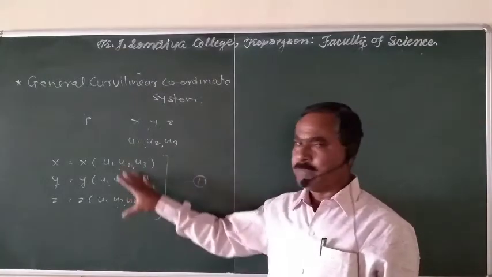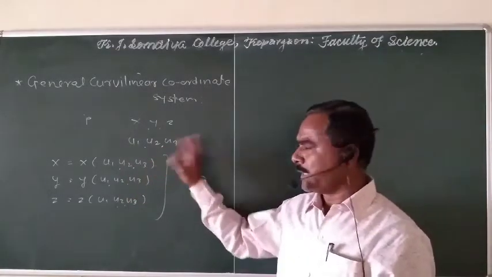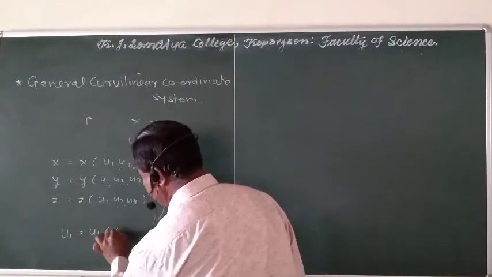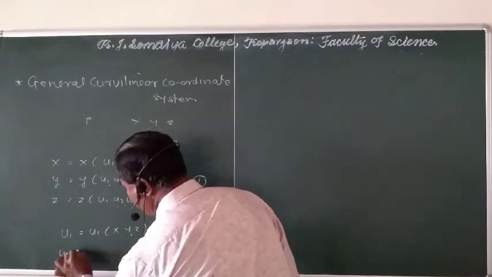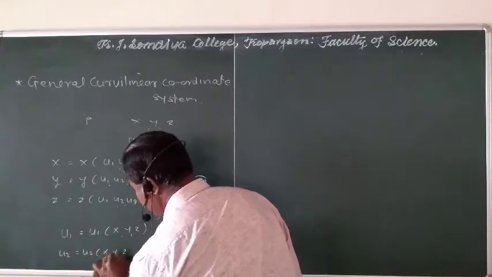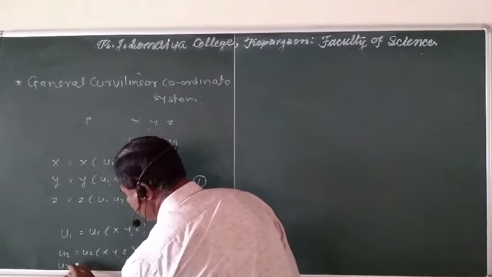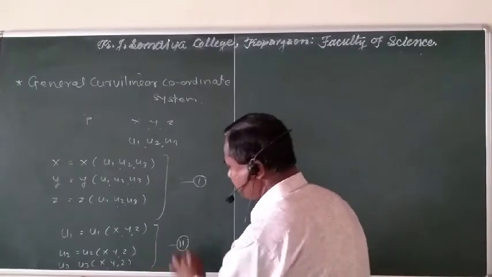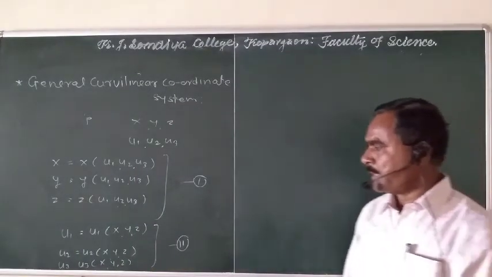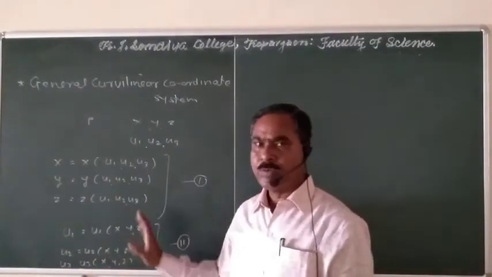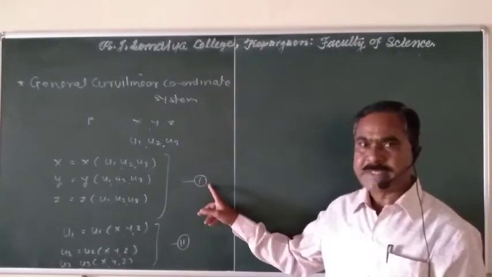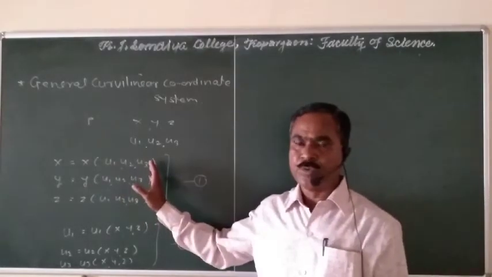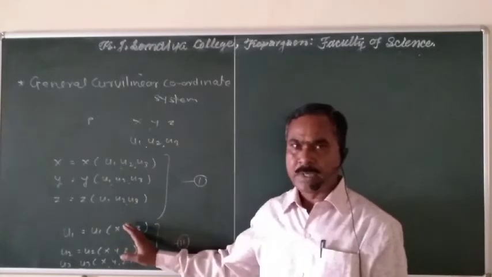Then when we solve these equations for u1, u2, u3, we obtain a new relation, that is u1 equal to u1 of x, y, z, u2 equal to u2 of x, y, z, and u3 equal to u3 of x, y, and z. So this is the second set, which gives the relation between curvilinear and Cartesian coordinates. Set first and set second are called the transformation equations between Cartesian to curvilinear and curvilinear to Cartesian.